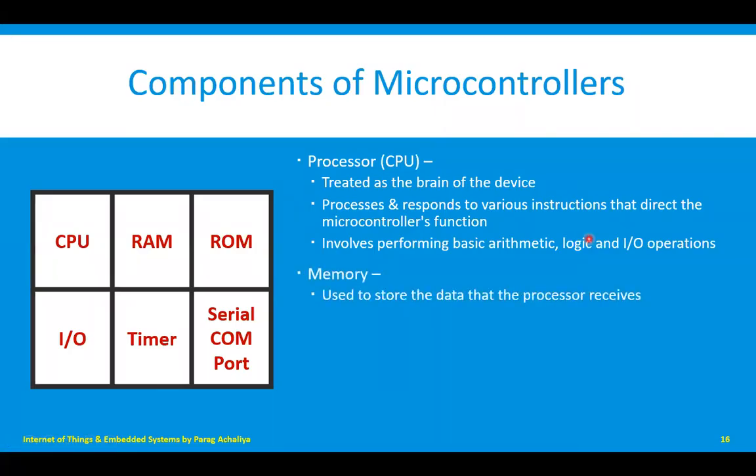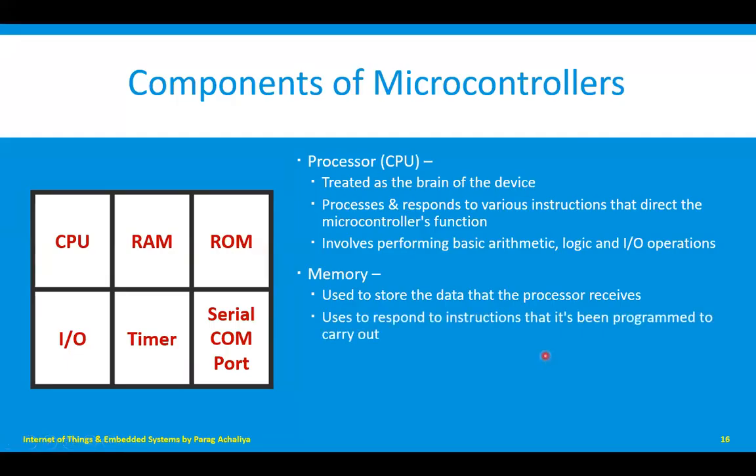Then there will be some memory for your microcontroller. The on-chip microcontroller memory is used to store the data that the processor receives. Whatever data has been received by the microcontroller will be stored in either RAM or ROM.